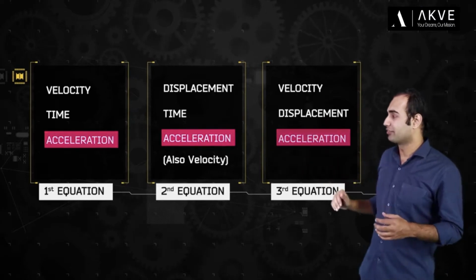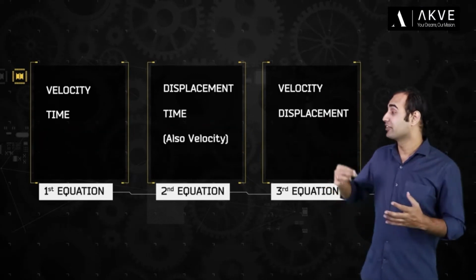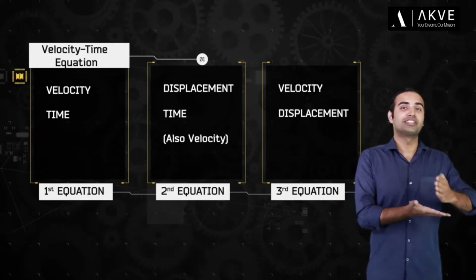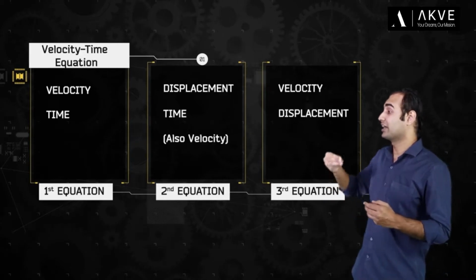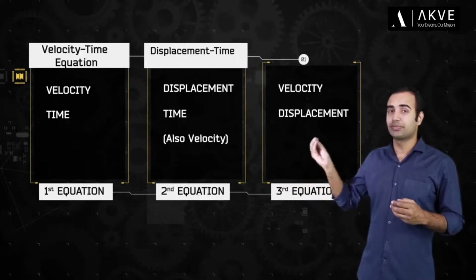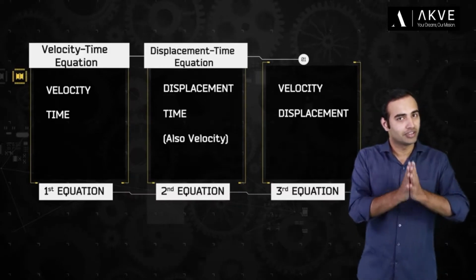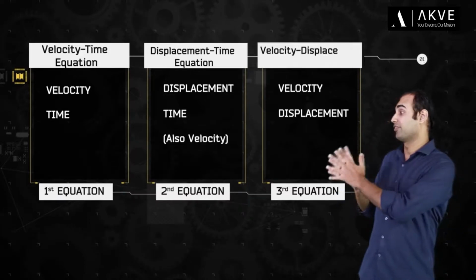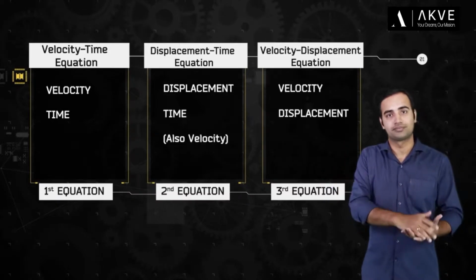So let's drop that for now, and we obtain the name for the first equation as velocity time equation. The name for the second equation like that would be displacement time equation, and the name for the third equation would be velocity displacement equation.